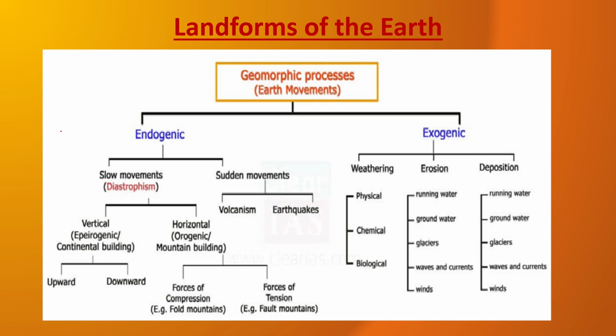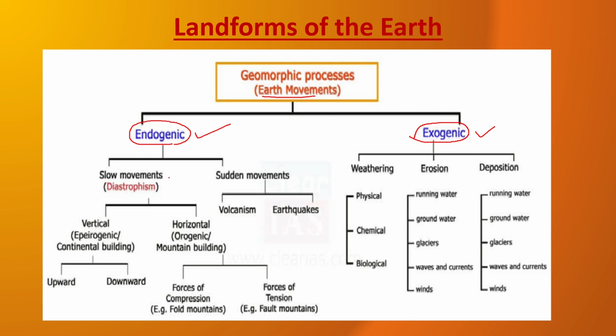Landforms of the earth, the geomorphic processes, that is earth movement. Two types of main movement, that is endogenic and exogenic. Endo means internal, whereas exogenic means out of this crust, that is external force.